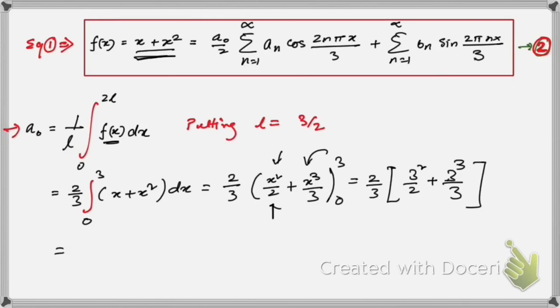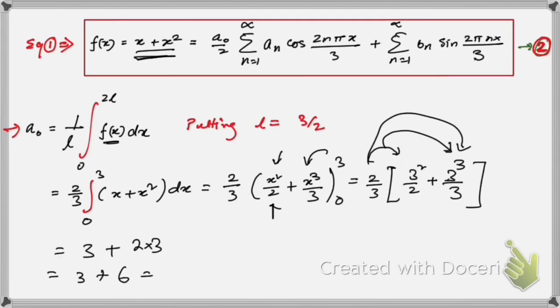If you evaluate this, let's multiply this 2 by 3 with this 2. Then you will get, sorry, not 3 by 2, only 3, because the 2 will be cancelled. And if you multiply this 2 by 3 with this, then you will get 3 square by 2 into 3 square, right? 2 into 3 square by 3, that means 3. That's what you will get. So 3 plus 6, that's going to be 9.